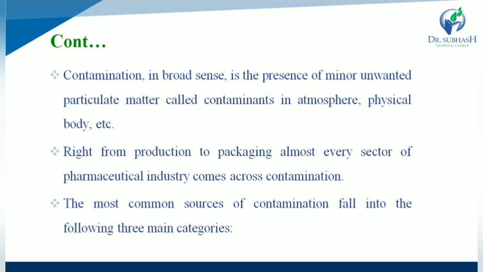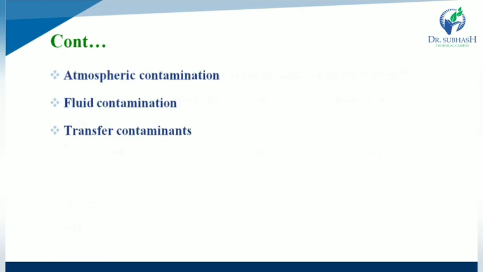What exactly is our broad term of contamination? The presence of any minor unwanted particle in the atmosphere or physical body is contamination. So right from production to packaging material, every sector of the pharmaceutical industry comes across contamination. The most common sources of contamination fall into three main categories: atmospheric contamination, fluid contamination, and transfer contaminants.